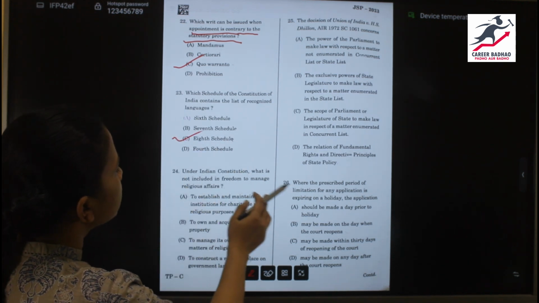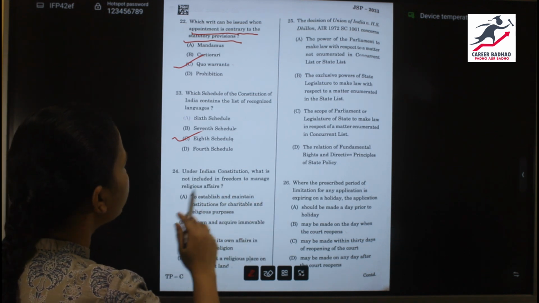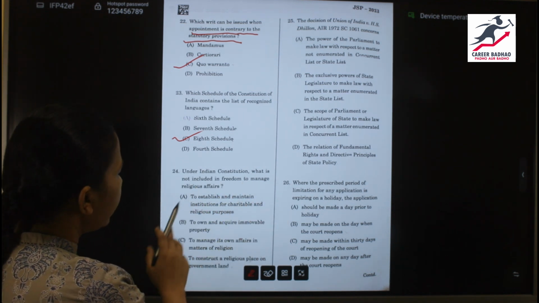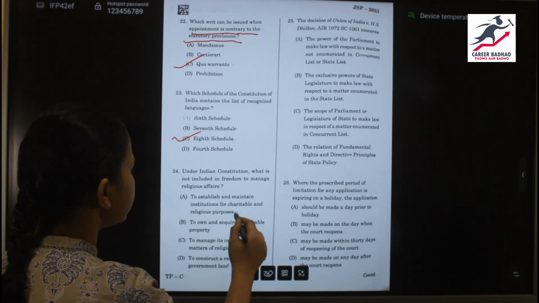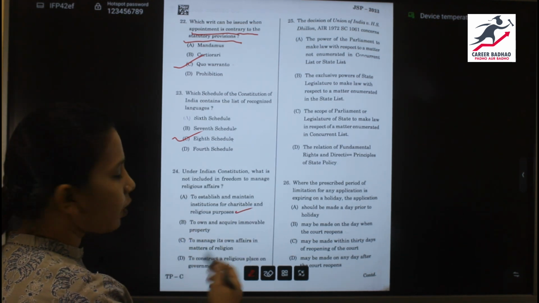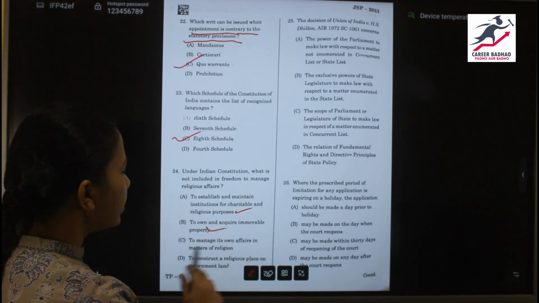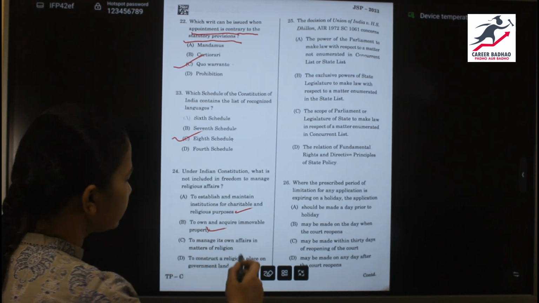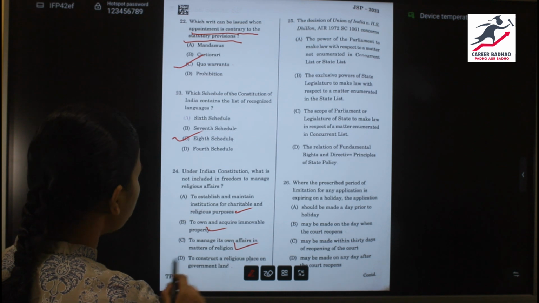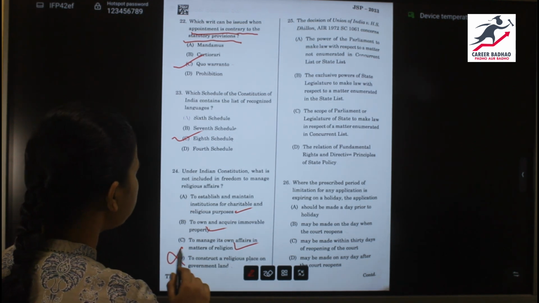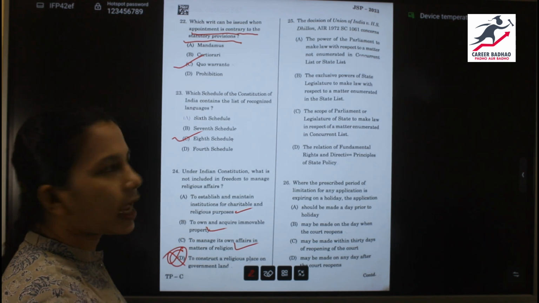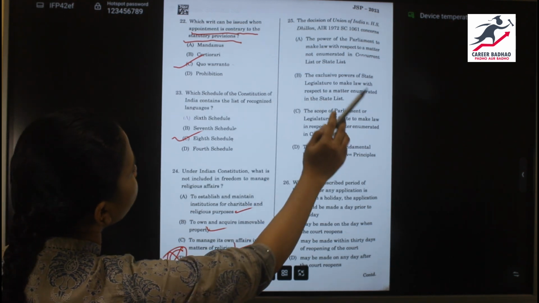Under the Indian Constitution, what is not included in freedom to manage religious affairs? A. To establish and maintain institutions for charitable and religious purposes. This is there. B. To own and acquire immovable property. Yes, this is also there. C. To manage its own affairs in matters of religion. Yes, this is also there. Which is not there? So option D, that is to construct a religious place on government land. This is not there. So D is the correct answer. So let's move to question number 25.